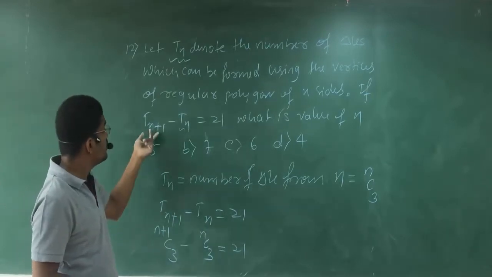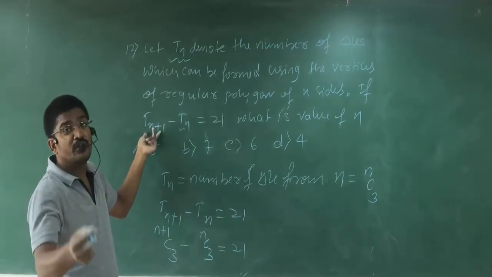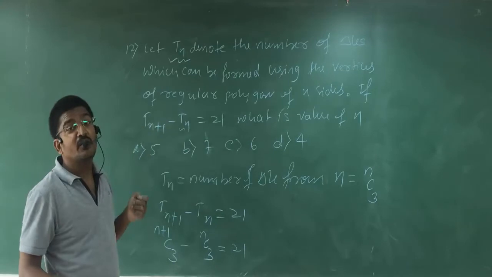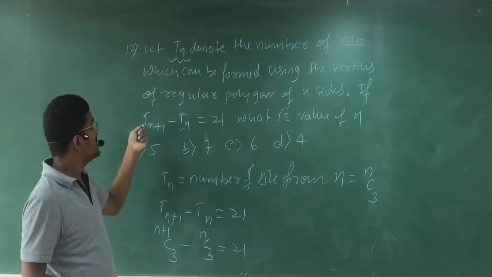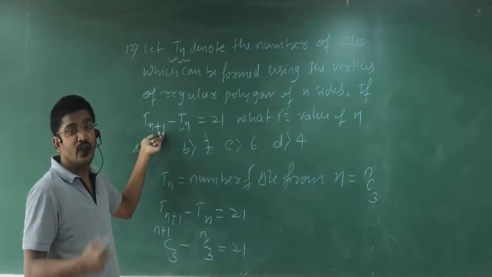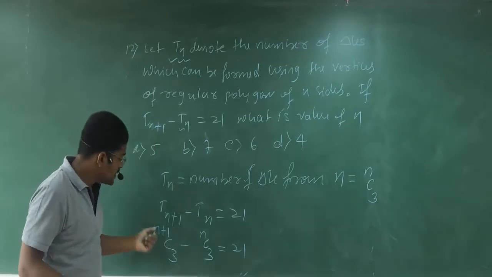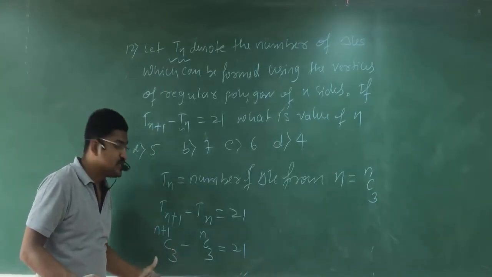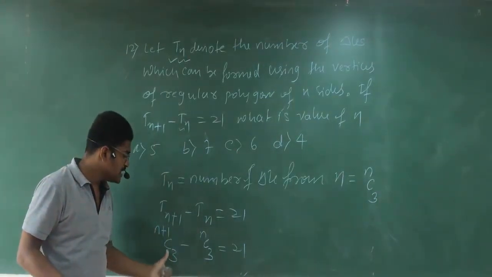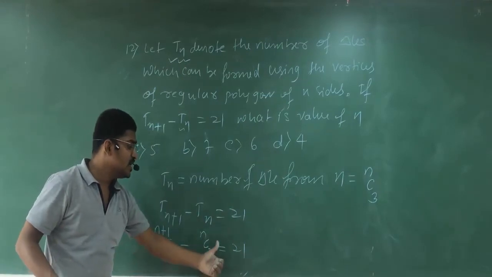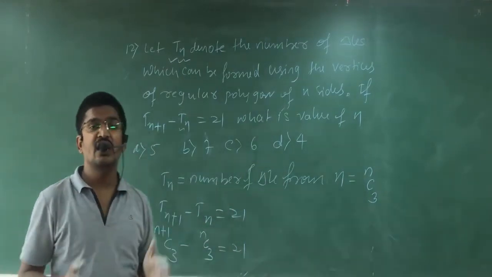That means this will be what? Triangles formed by n plus 1 number of vertices. So it will be written as n plus 1 C3. Clear? n plus 1 C3 minus nC3 equal to 21.